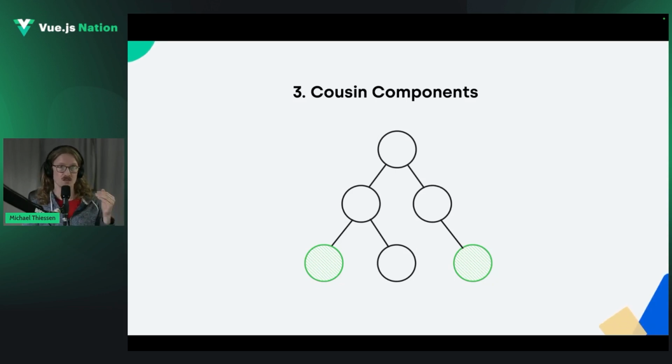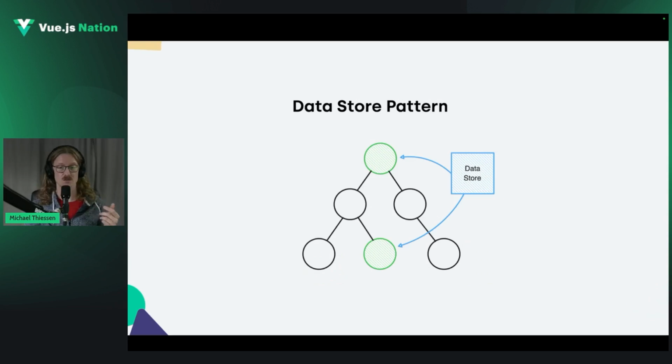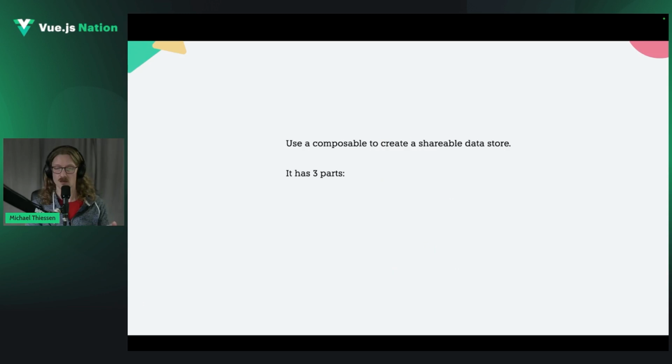But the way that we can solve this is through the data store pattern, where we essentially take the state out of the component tree entirely into this separate piece that allows us to inject our state into each component exactly where it's needed. And we will use a composable to do this.